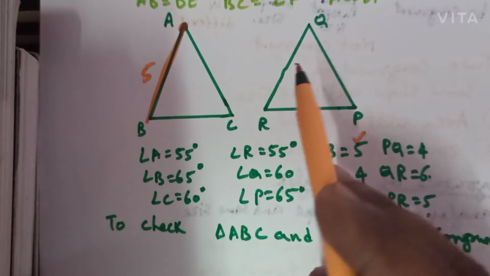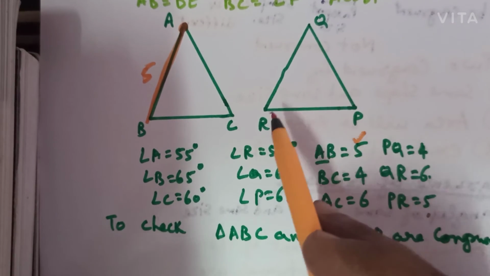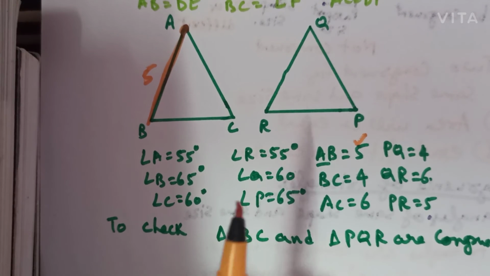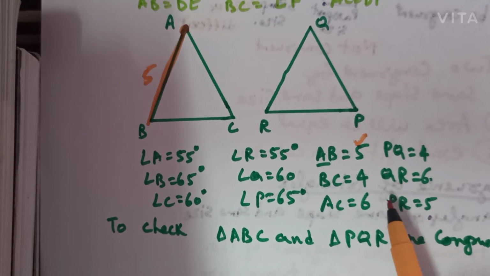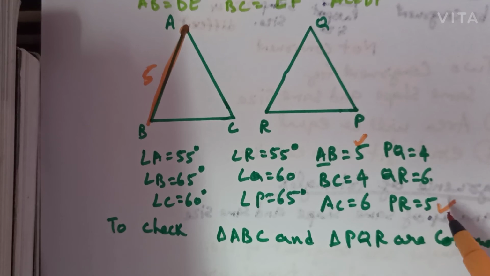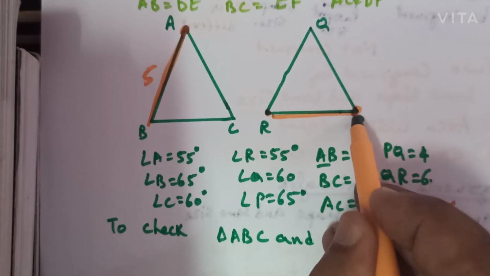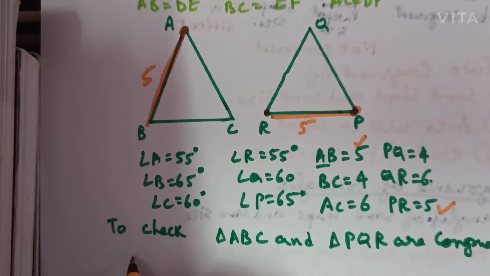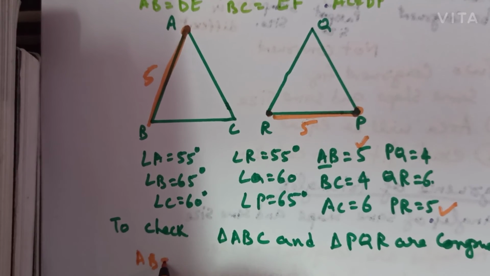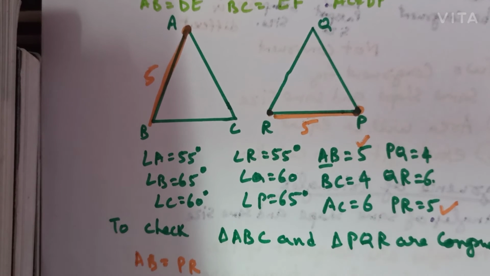So let us check whether this AB, 5 units, is equal to any of the corresponding sides in triangle PQR. AB is 5 units and PR is 5 units. So it is equal to PR, 5 units. So we will write AB is equal to PR. Okay, understood?